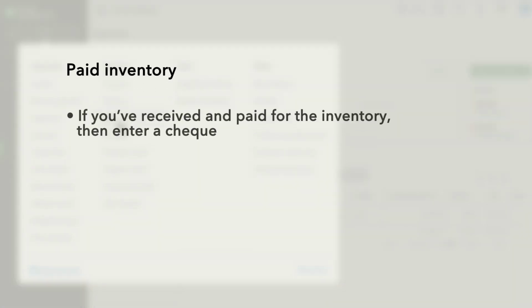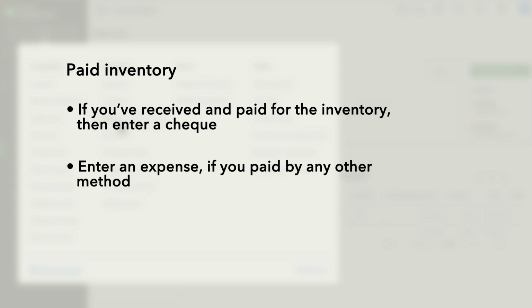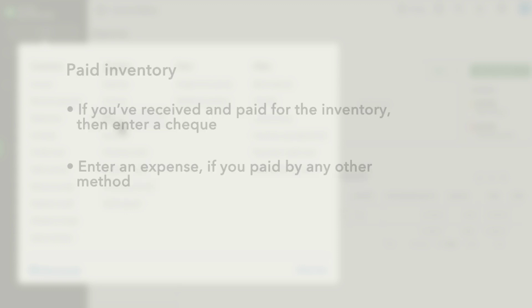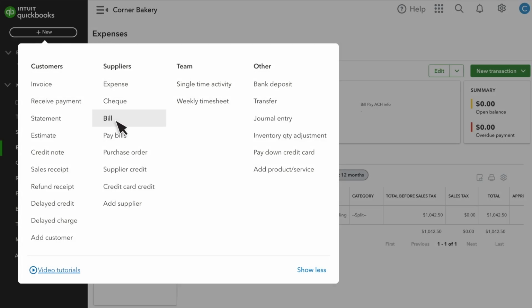If you've received and paid for the inventory already, then you'll enter a check if you've paid by check, or an expense if you've paid by any other method. If you haven't paid yet, and your supplier has given you a bill with a due date, then enter a bill. These methods are all very similar. For this example, we'll enter a bill.